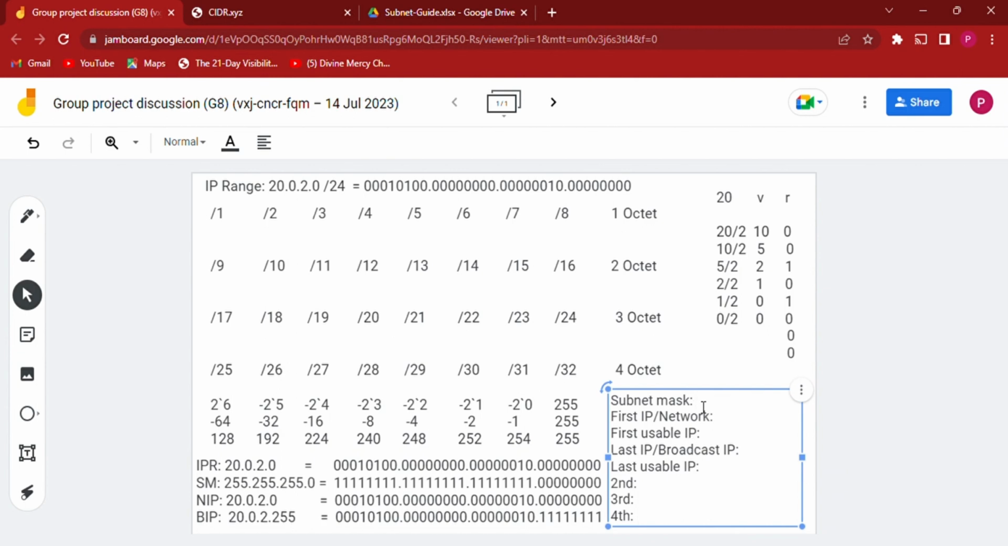So we first found our subnet mask, which is... The first IP was also calculated based on the AND operation that we performed on the IP range and the subnet mask. So we got this, which is... So the first usable IP is automatically 20.0.2.1 because that is what comes immediately after this IP.